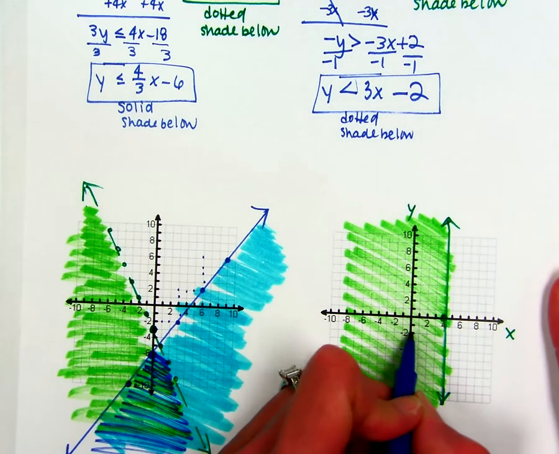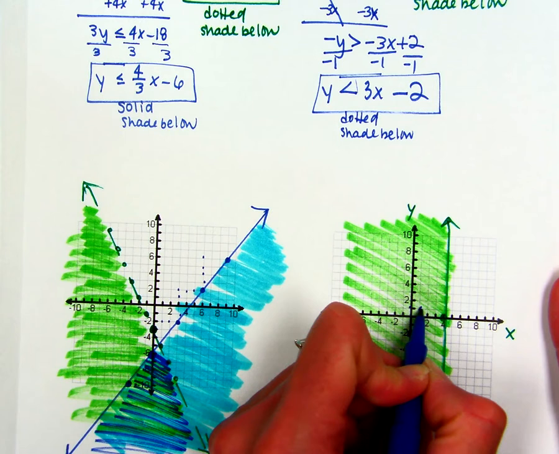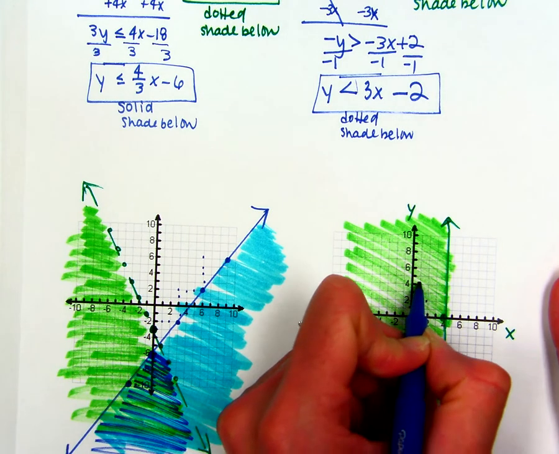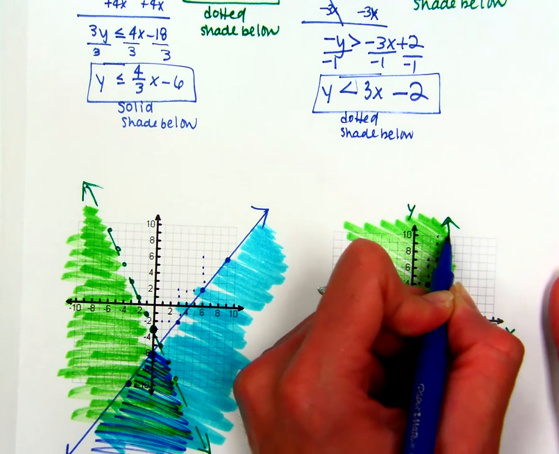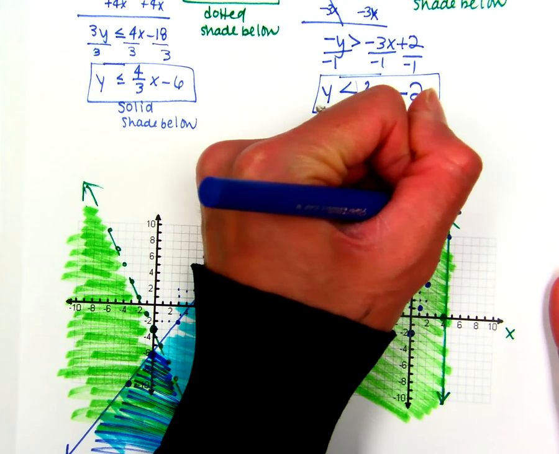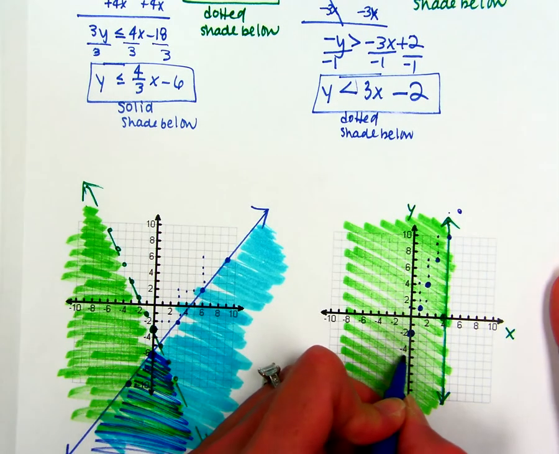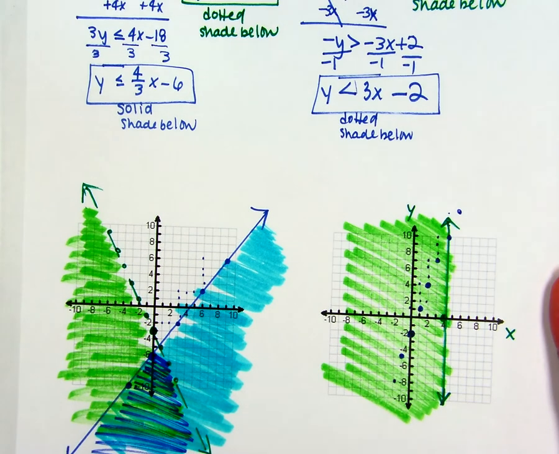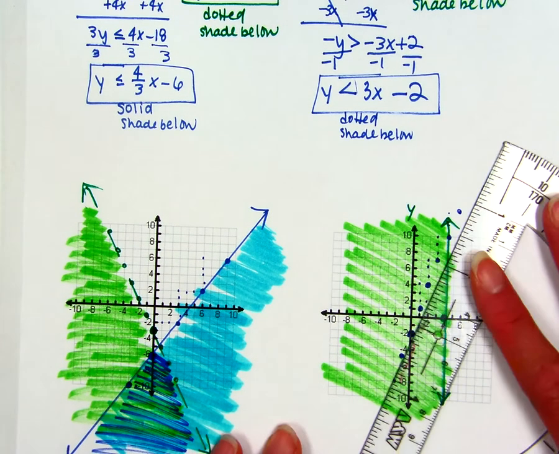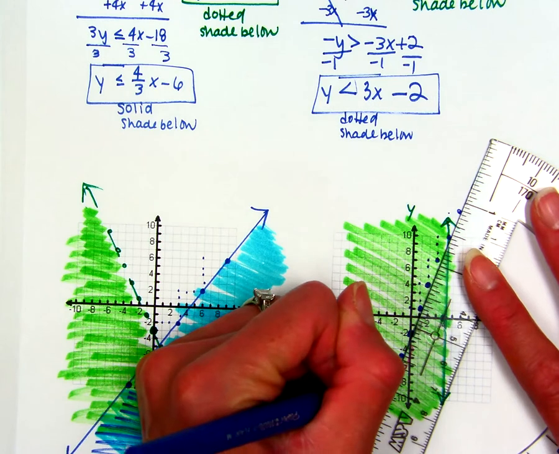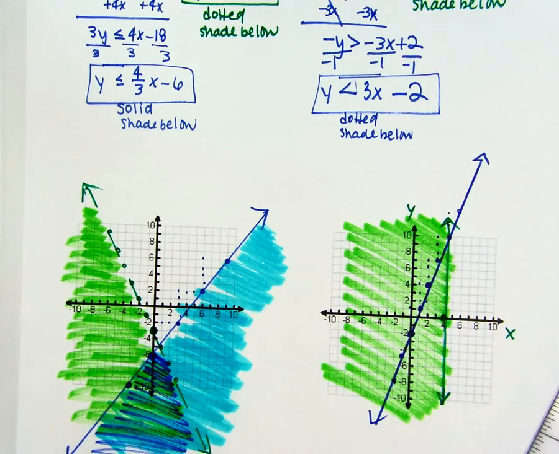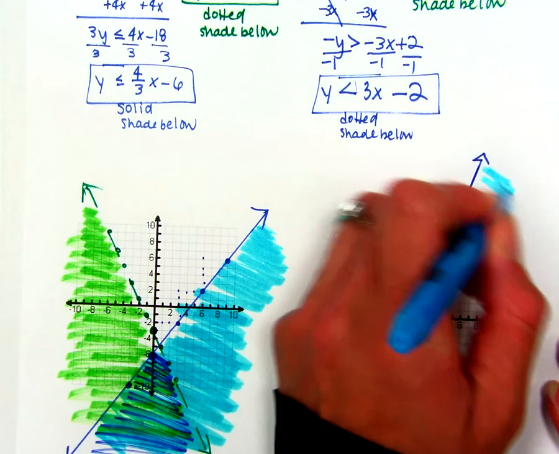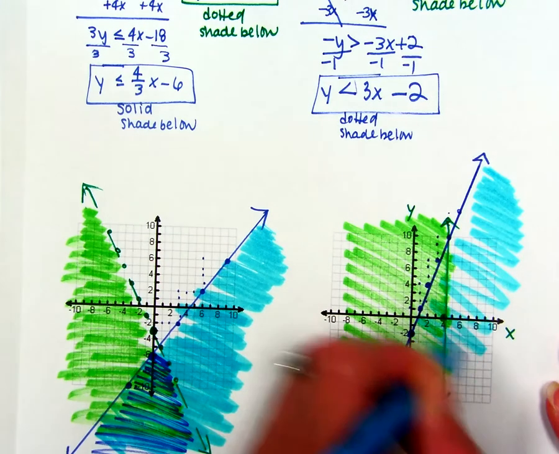All right, so I'm going to start at -2. I'm going to go up 3 over 1, up 3 over 1, up 3 over 1, and one more. All right, and I'm going to go down 3 over 1 just a couple times. All right, so I know I'm going to have a line here, and I need to shade below. So anything below the line will be included in my solution set.